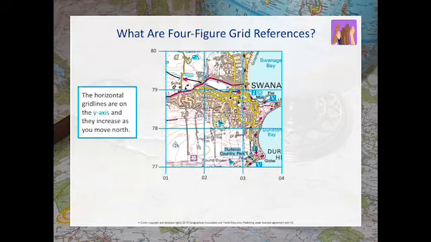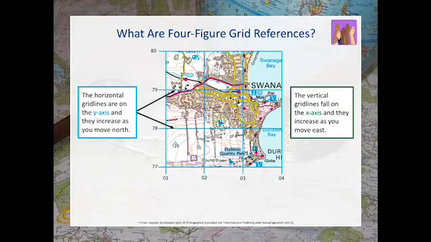The horizontal grid lines are on the y-axis and they increase as you move north. The vertical grid lines fall on the x-axis and they increase as you move east.